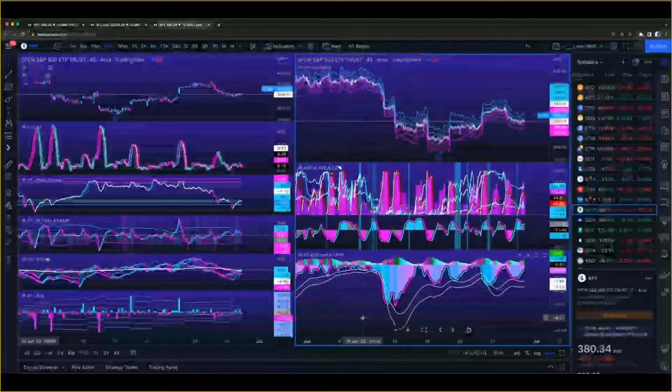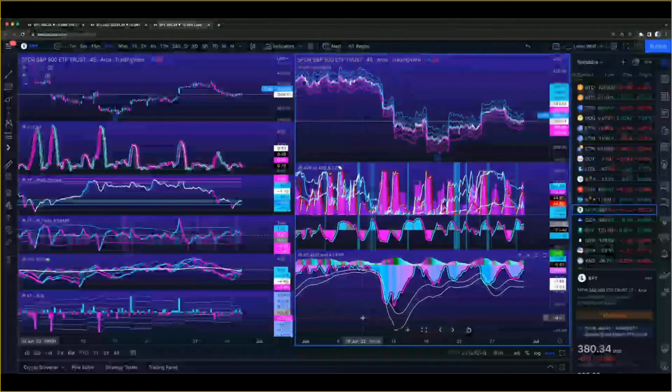Because you're like, what are the other three traders looking at? Because it's all how you interpret this information. But yeah, that's very cool. Thank you, Donnie. Thank you, James.